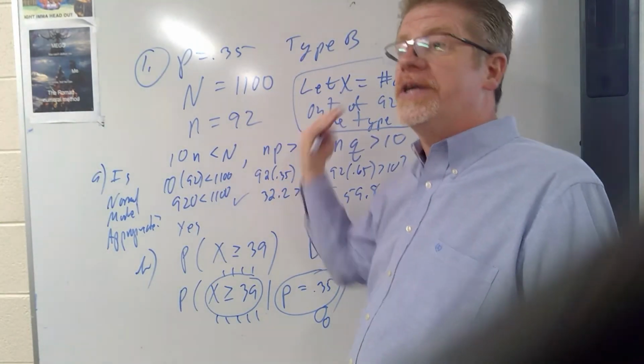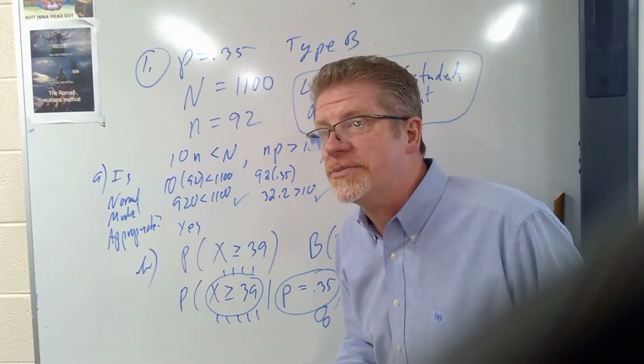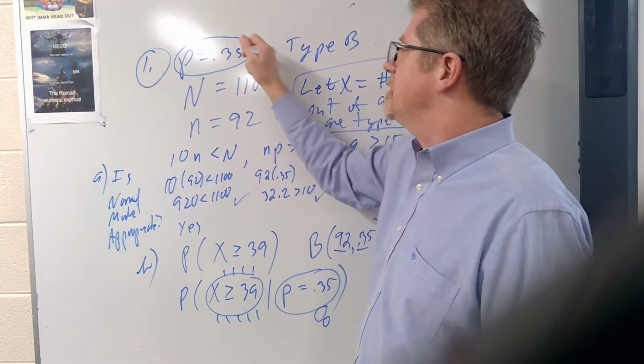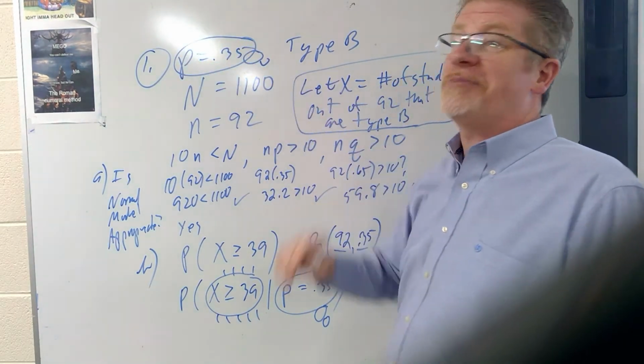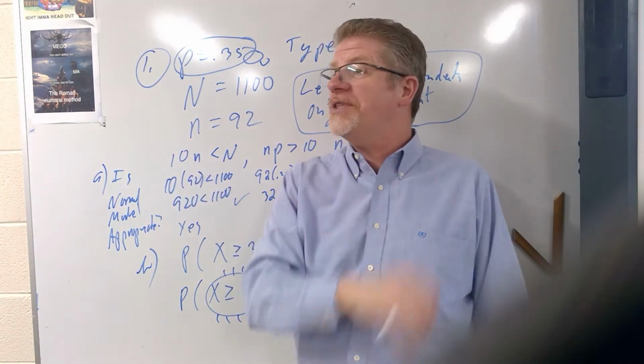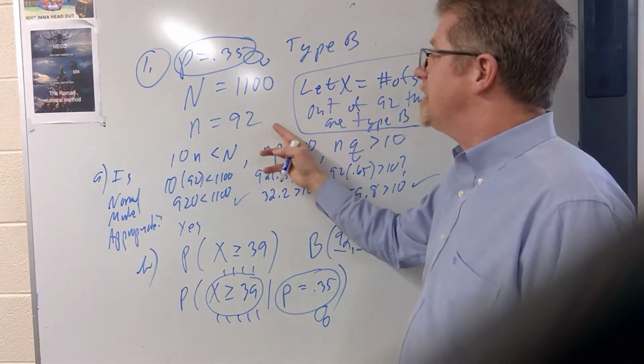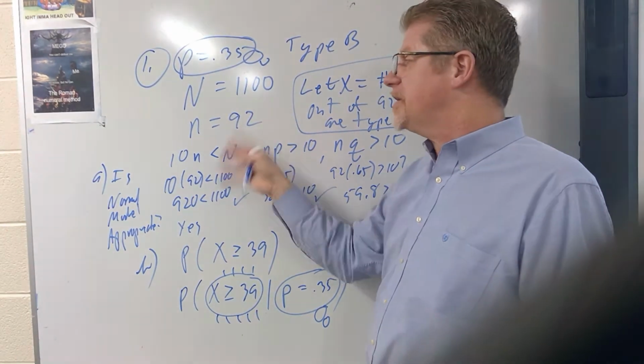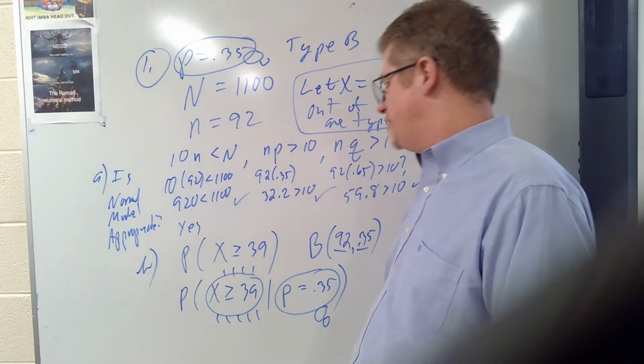That's why we're interested in this probability in the first place. We're thinking that this is just a hypothesis. We're going to say, well, they're telling us 35% of people are type B. I wonder if that's really true. We're going to do a study with 92 randomly selected students, and we're going to find out how many of our students are really type B?